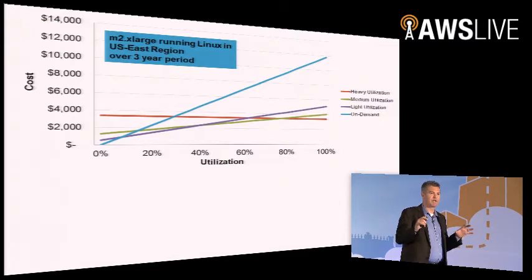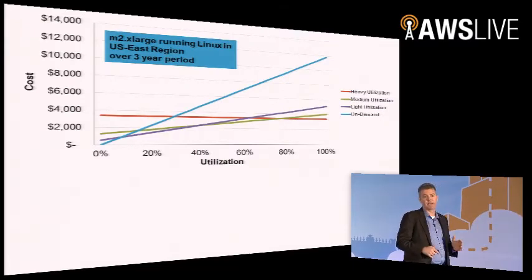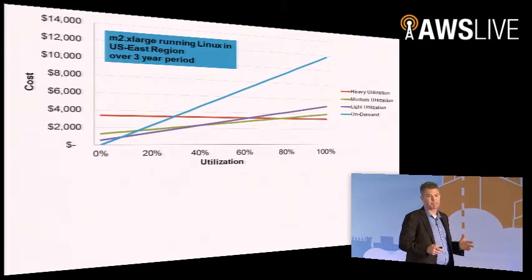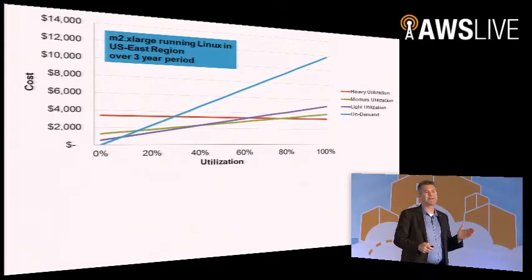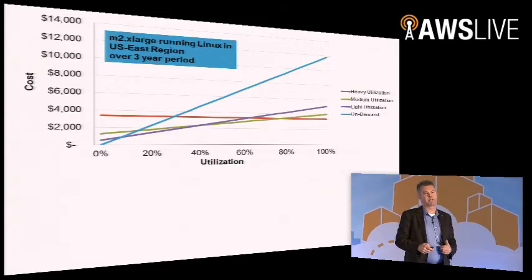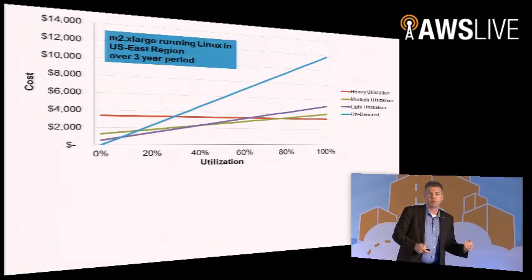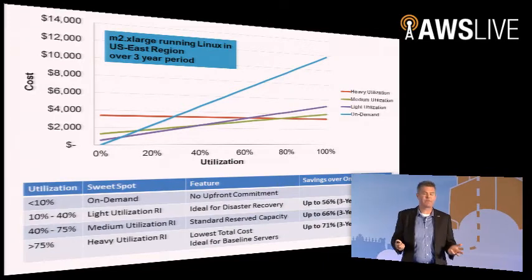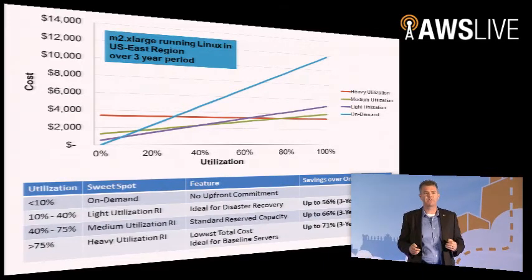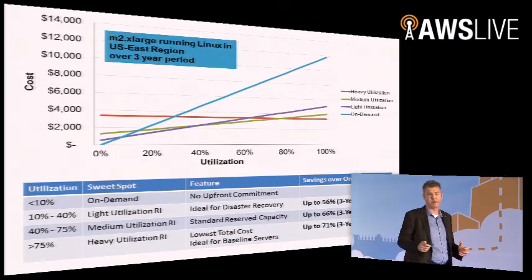Just want to give you some idea of how this translates into a utilization factor. On the x-axis there, you have the utilization aspect of your compute. And as you go from left to right, you'll see that different utilization models actually make more sense. While there might be a bit of an upfront cost for, for instance, a heavy utilization compute, the ability for you to use that at in excess of, for instance, 75% utilization gives you an immense saving. 71% savings over a 3-year period.